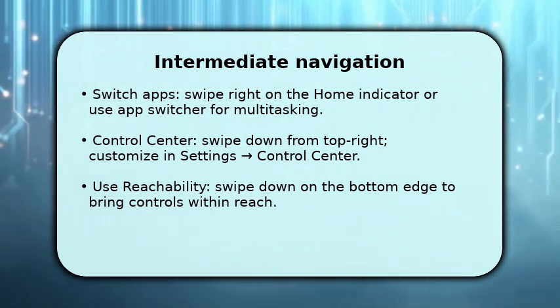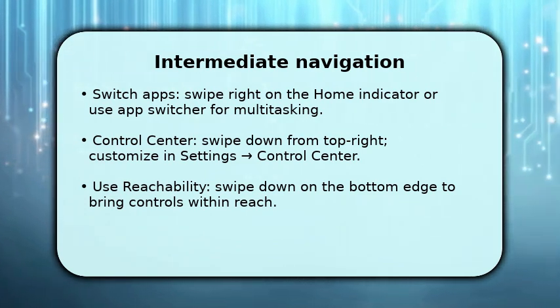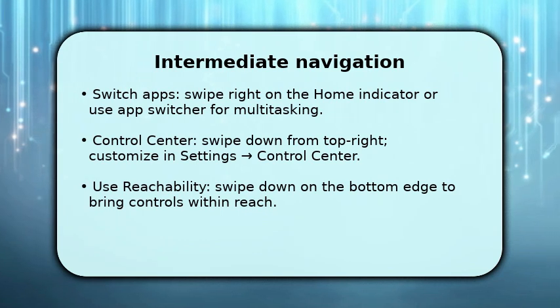When one-handed use is needed, swipe down on the bottom edge to invoke Reachability so the nav area and controls sit lower and are easier to reach.